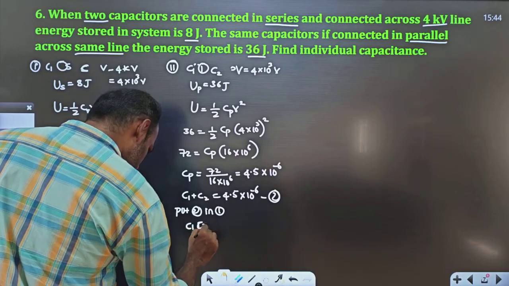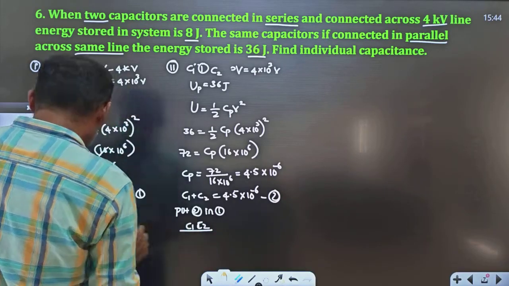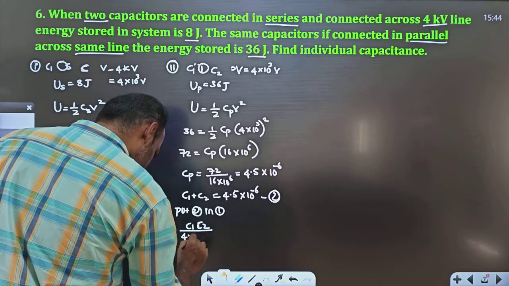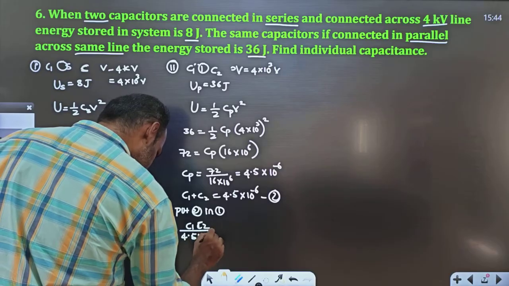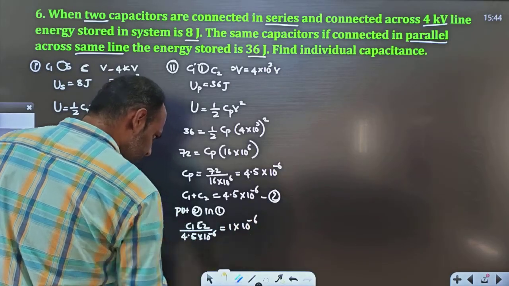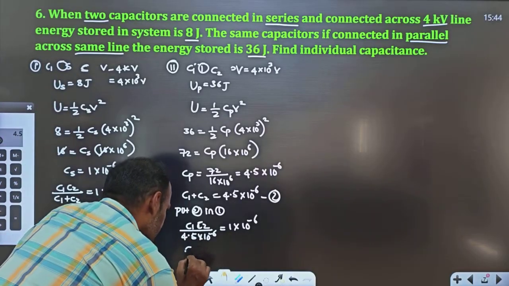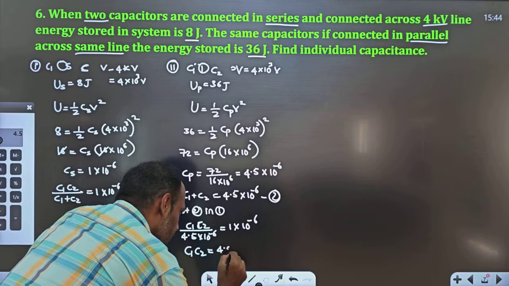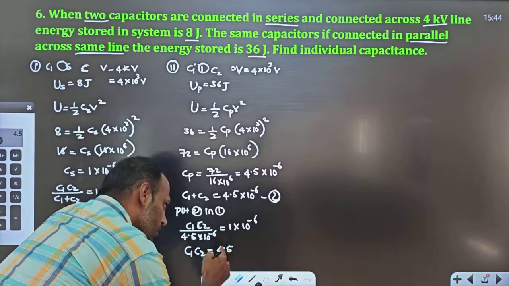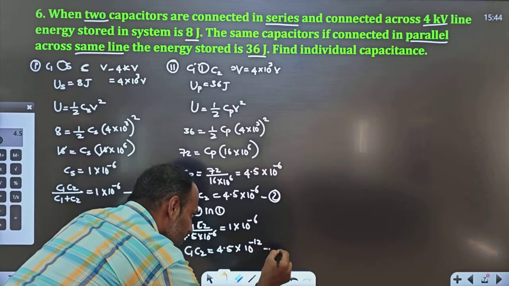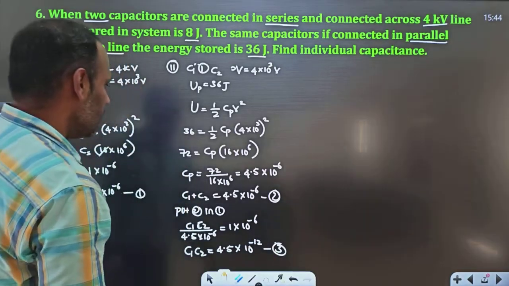C1 into C2 divided by, in place of C1 plus C2, I am substituting this 4.5 into 10 raised to minus 6, equal to 1 into 10 raised to minus 6. So what I will get? I will get C1 into C2 is equal to 4.5 into 1, 4.5. 10 raised to minus 6 into 10 raised to minus 6, 10 raised to minus 12. Let this be equation number 3.